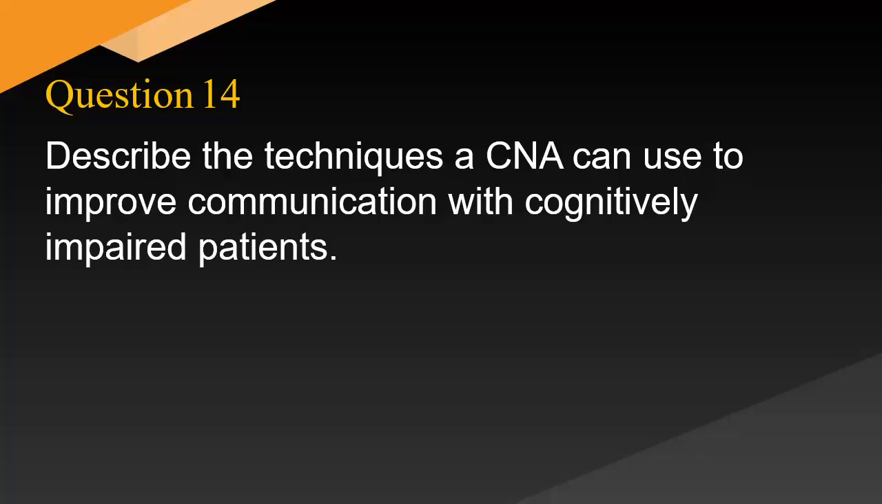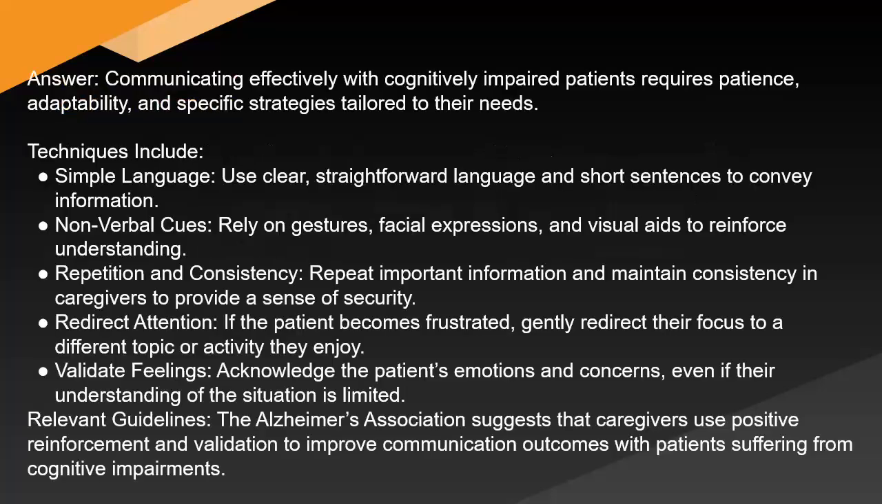Describe the techniques a CNA can use to improve communication with cognitively impaired patients. Answer: communicating effectively with cognitively impaired patients requires patience, adaptability, and specific strategies tailored to their needs. Techniques include simple language: use clear, straightforward language and short sentences to convey information. Nonverbal cues: rely on gestures, facial expressions, and visual aids to reinforce understanding. Repetition and consistency. Repeat important information and maintain consistency in caregivers to provide a sense of security.